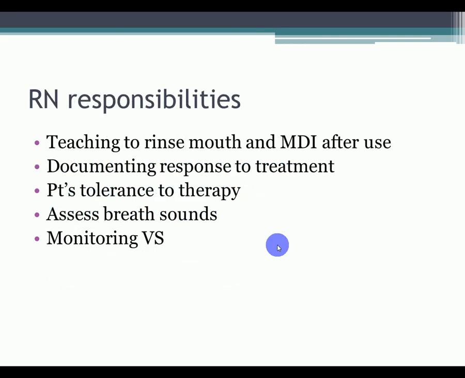All right, what's your responsibility? Well, remember you want to teach them to rinse their mouths, especially if they're getting a glucocorticoid steroid. Document their response to treatment, the patient's tolerance to therapy, assess breath sounds after therapy, and monitor vital signs. So we do have some responsibility even if your respiratory therapy is delivering these.